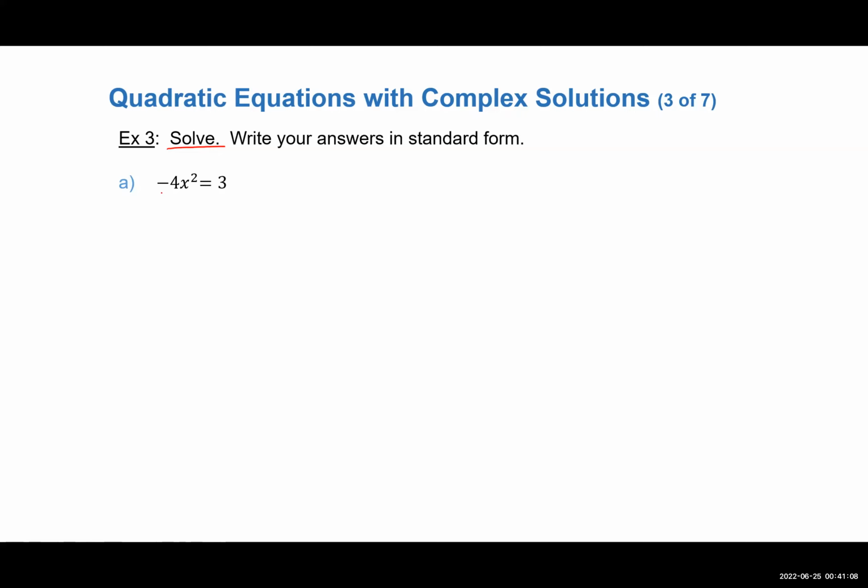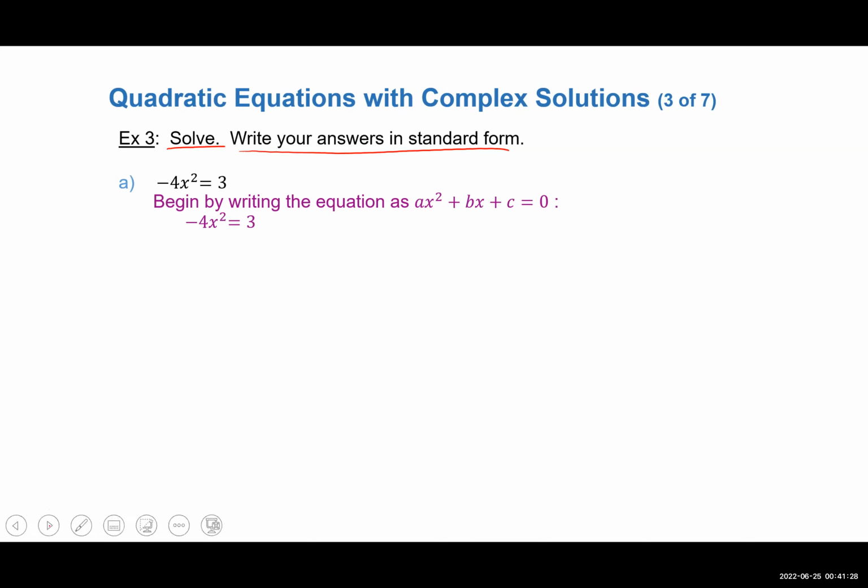So let's solve it. We can take the square root of, we're going to divide by -4 first. Well, actually, this has us doing it a little different because it says write your answer in standard form. So we're actually starting by writing it in standard form. So we're moving that 3 to the other side, or the 4x squared together. Sorry about that, y'all.